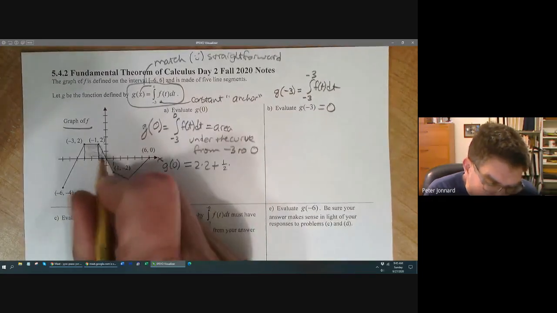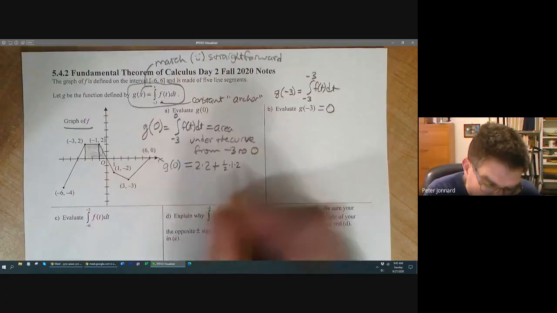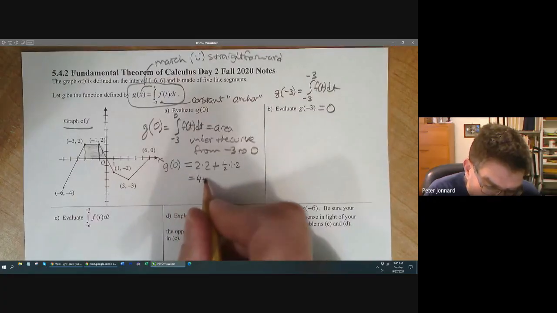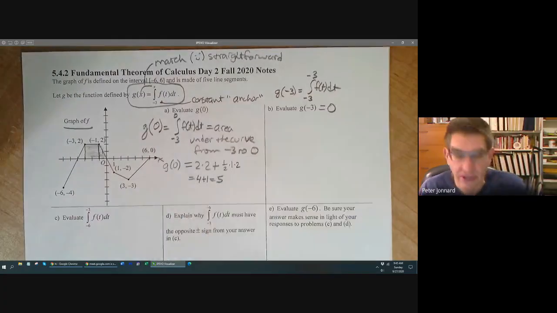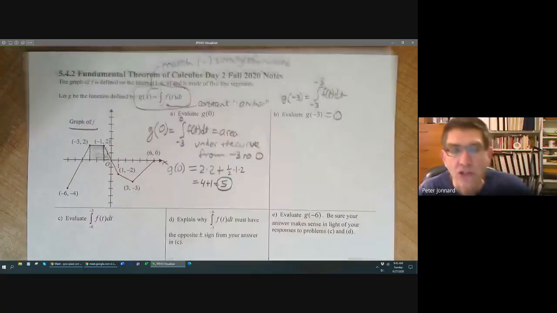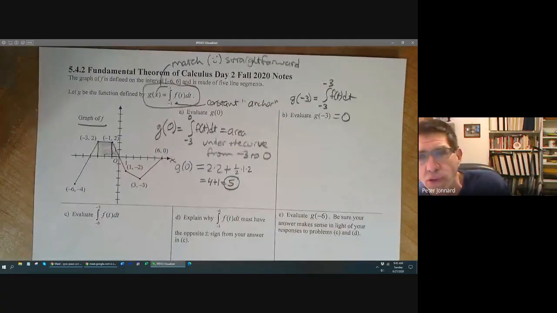Its base is 1, its height is 2, like so, and we get 4 plus 1, or 5. And there I have it. There's the integral, okay? So that really does count as a straightforward question.